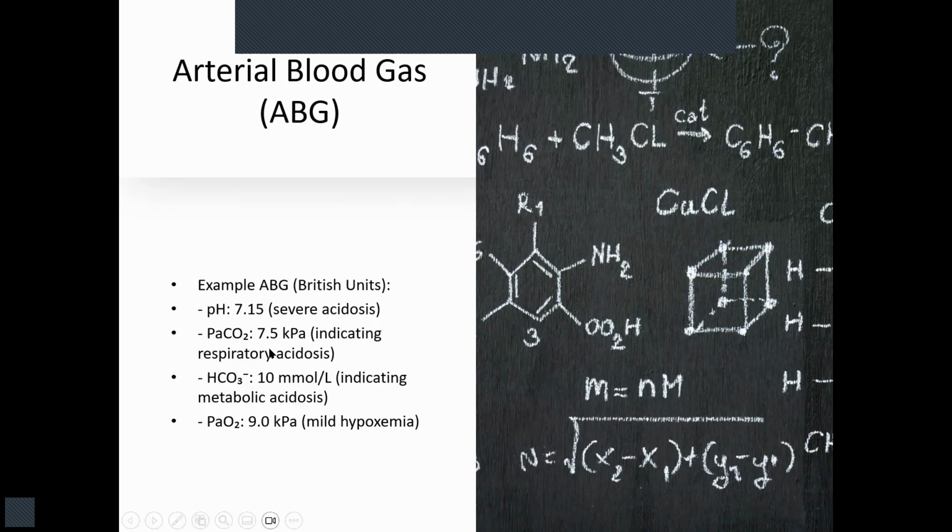So in this case, we have a pH of 7.15, which is a relatively severe acidosis. Our carbon dioxide now is trending upwards, so that's respiratory acidosis that the patient had. So the patient is retaining carbon dioxide and is in a bit of respiratory failure. And we talked about respiratory acidosis before, and we had talked about type 1 and type 2 respiratory failure. And considering the patient has mild hypoxemia, you'd consider this to be a type 2 respiratory failure.